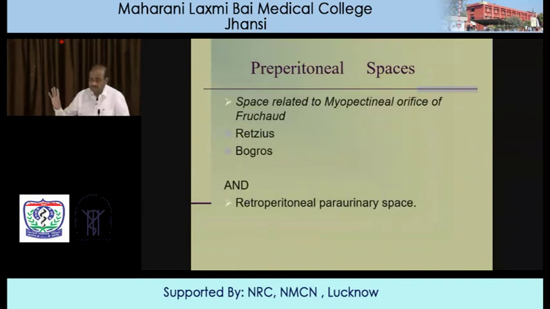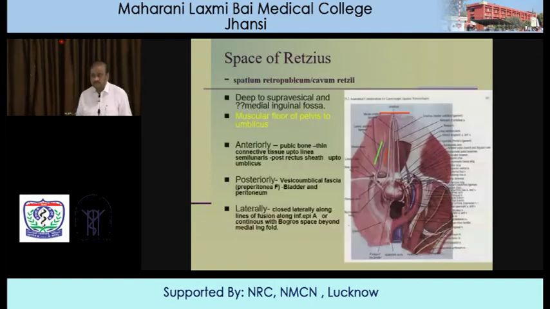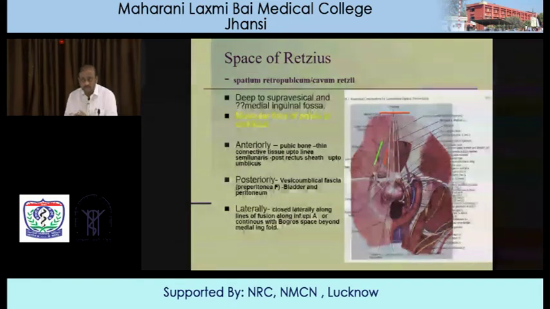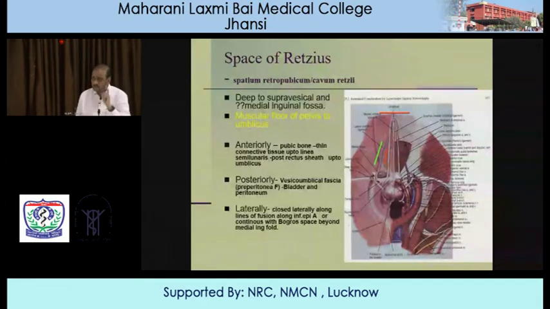Agreed? Okay. Now, first of all, the most important space, the space of Retzius. We always knew about the space, and we knew that this is a space lying behind the pubic bone. Is that correct? No, it's not correct. Why? Because it's not only behind the pubic bone, it extends right up to the umbilicus. So we now define the space of Retzius as the triangle lying from the umbilicus extending below behind the pubic bone. That whole thing is the space of Retzius. And why is it important? So, these are the definitions.